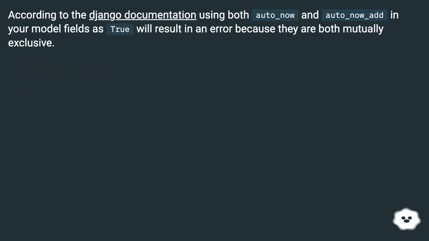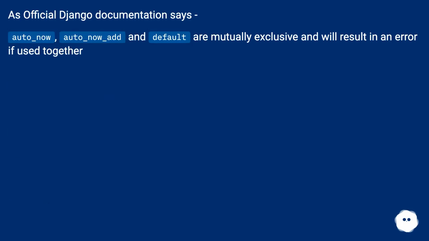According to the Django documentation, using both auto_now and auto_now_add as True in your model fields will result in an error because they are mutually exclusive. As the official Django documentation says, auto_now, auto_now_add and default are mutually exclusive and will result in an error if used together.